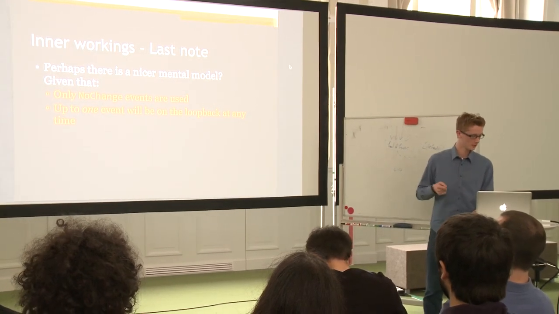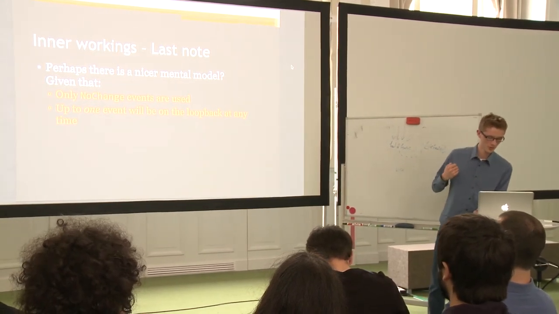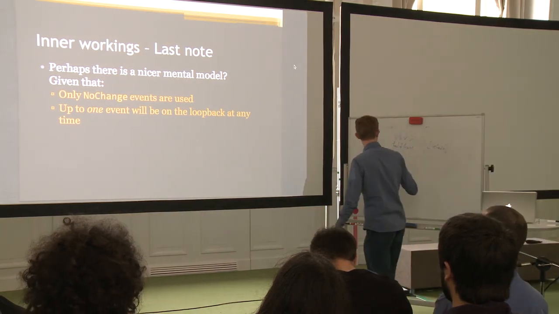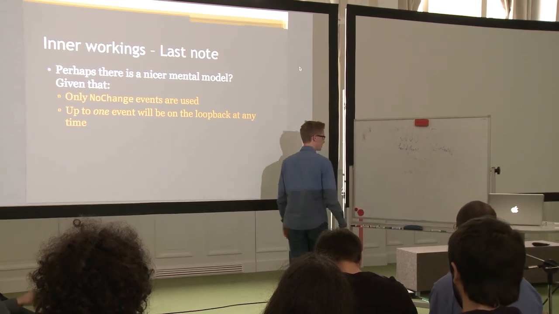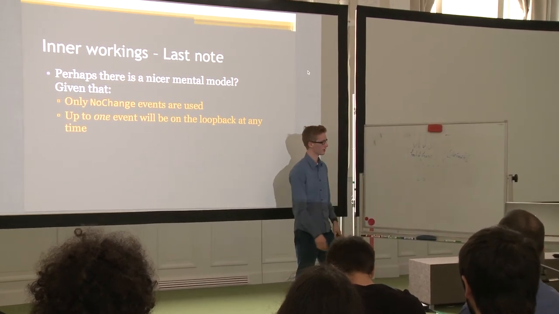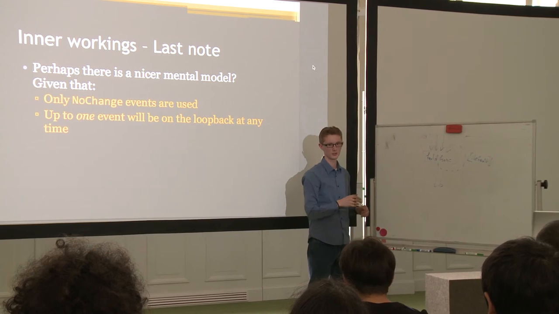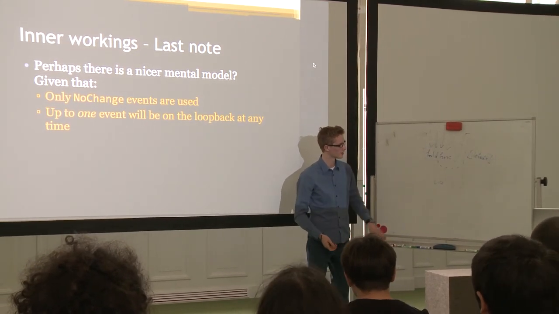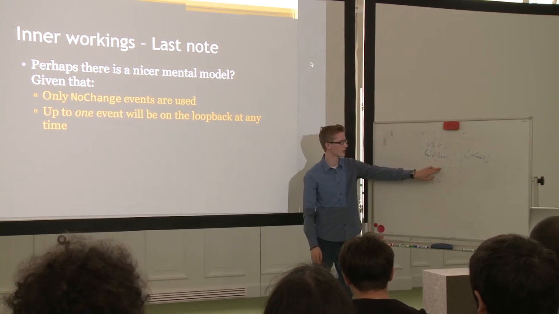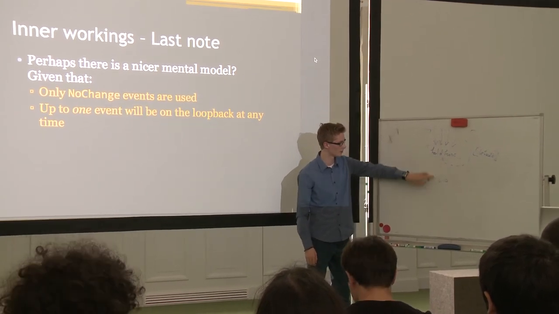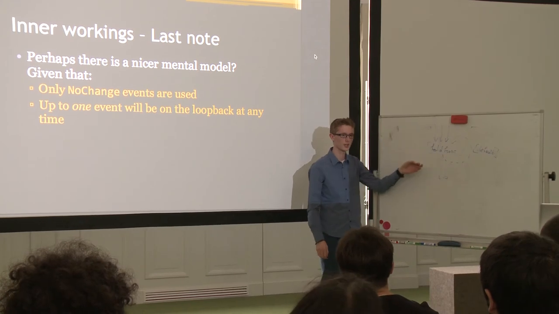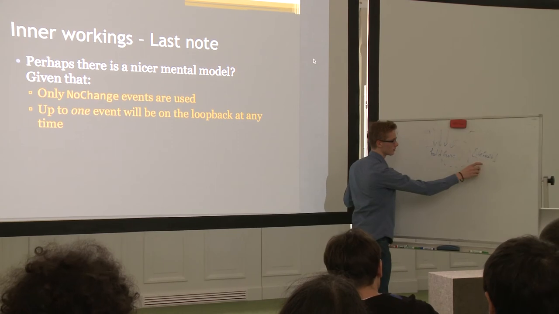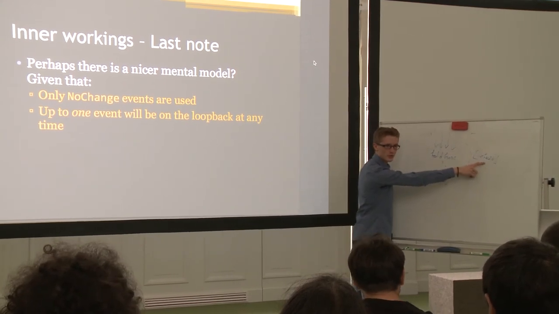Okay, so one last note. I want to be critical about what I'm showing to you here, because I think these loops are a nice mental model, and I've also shown you how this can be implemented. But on the other hand, this loopback edge is really very different from a normal edge, not only because it goes up the signal graph, but it will only have 0 or 1 value in the queue.